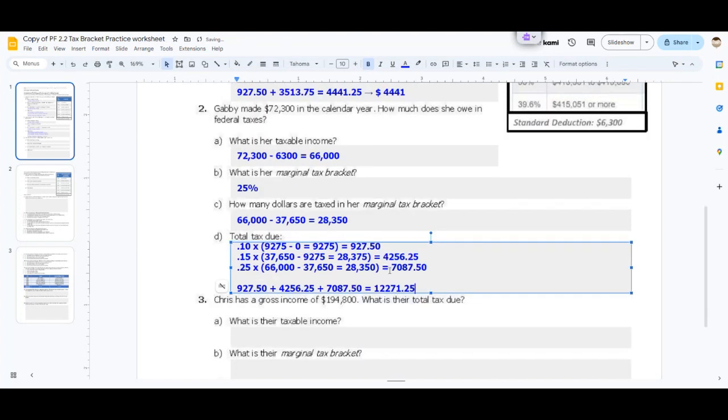And that's 12,271.25. And again, because we're dealing with total federal tax owed, all right, we're going to round that to the nearest dollar, which is 12,271.